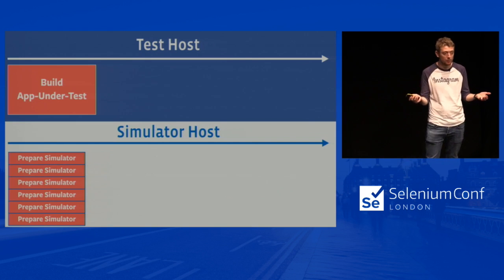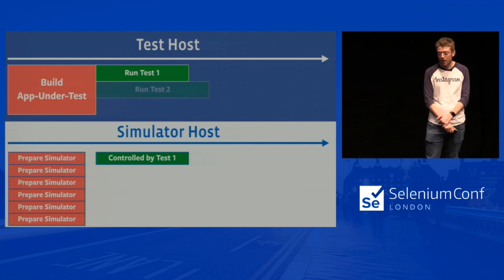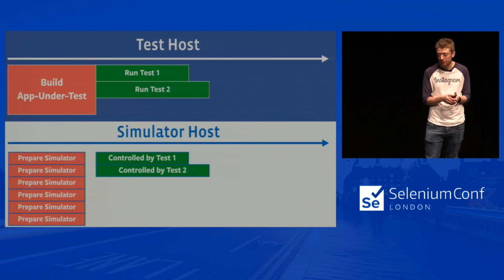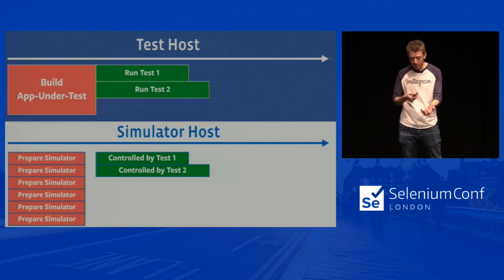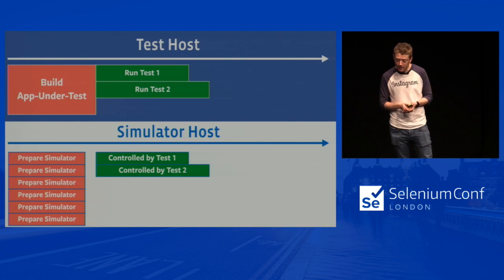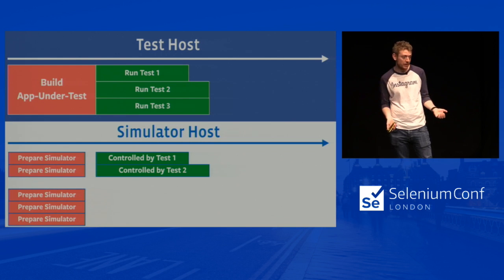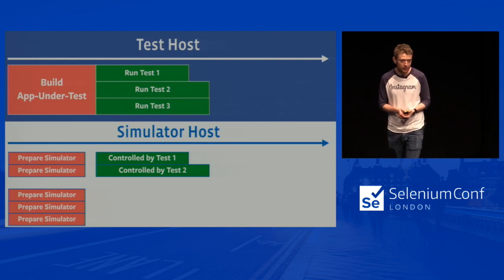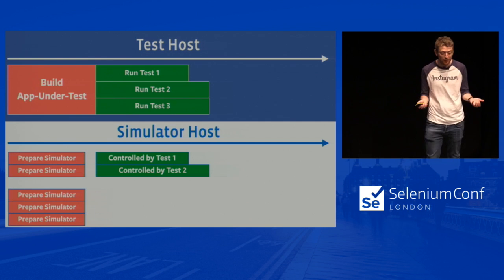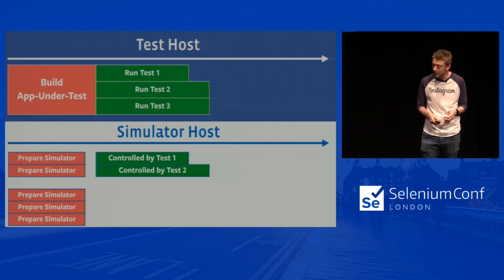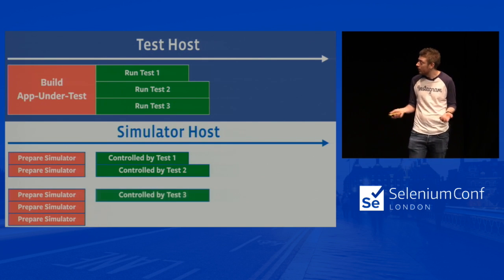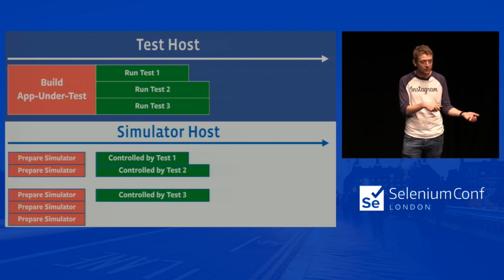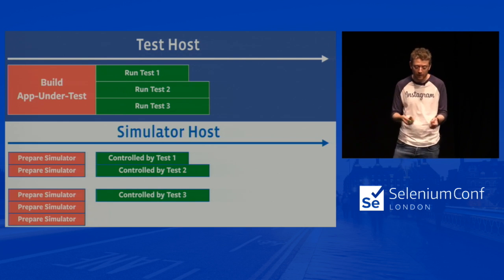So let's take a look at the same diagram again. This time we're going to run test 1 and test 2, slightly different run times for the tests, perhaps. Now, what happens if the third simulator has an issue booting and it's gone? Well, that's not great. We still need somewhere to run the test, and we want to run test 3. So we still have another simulator hot and ready to go. We can just use that one without missing a beat.